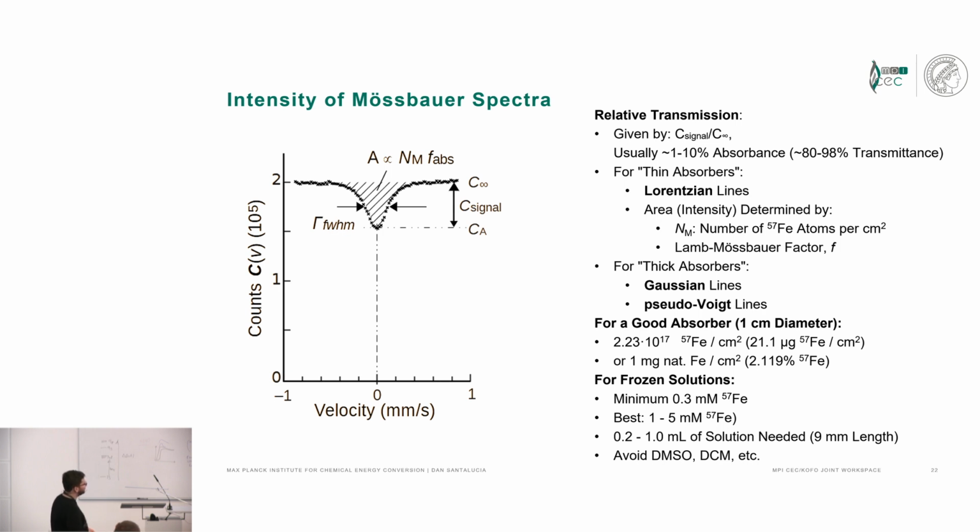If you do a frozen solution, you need about minimum 0.3 millimolar iron-57 to get a good spectrum. Better would be 1 to 5 millimolar. This depends on the size of your sample cell, but you need maybe a little less than a milliliter of solvent. And lastly, avoid solvents with heavy atoms because you get mass absorption and gamma ray attenuation. You don't want sulfurs or chlorines, they're going to mess up your experiment, or at least they're going to increase the amount of time you need to collect to get a good spectrum. So those are a bit of the practical considerations of the sample.